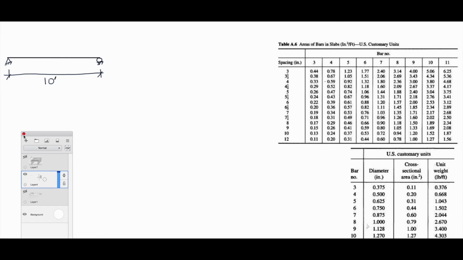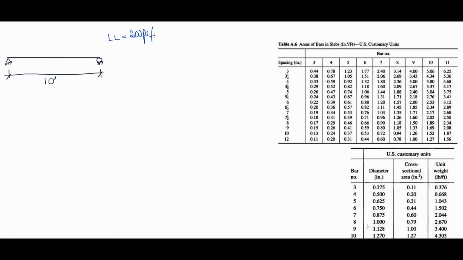Let's assume that we have a slab that is 10 foot in span. We have a live load of 200 pound per square foot, and let's take the normal fc prime that we usually take, which is 3000 psi, and Fy is 60 ksi. So we need to design a slab that spans 10 foot, and let's see how you do that.